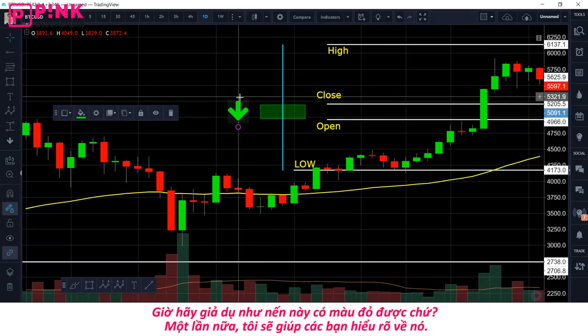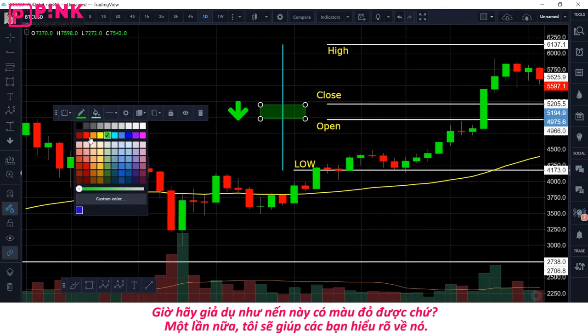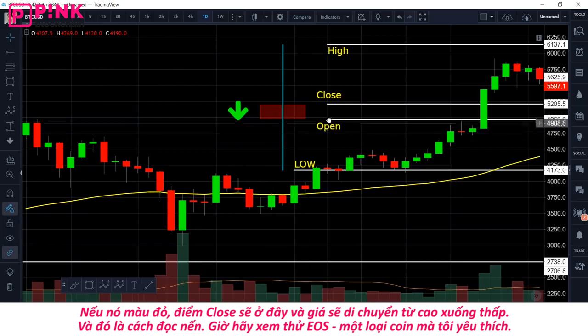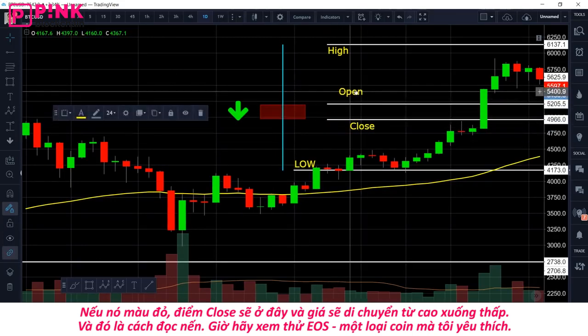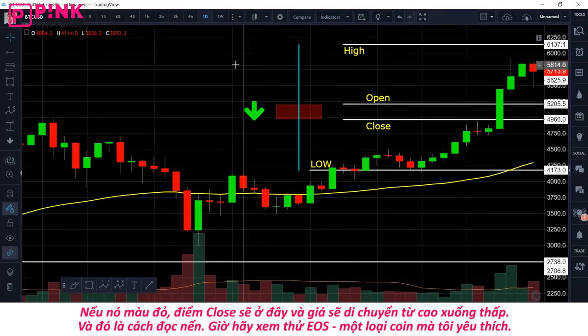So let's say that this was red, okay? One more time. We're going to keep doing this until you guys understand it very thoroughly. If this was red, okay, the close is over here because we're now reading it from top to bottom. So that's the general idea of how to read this.